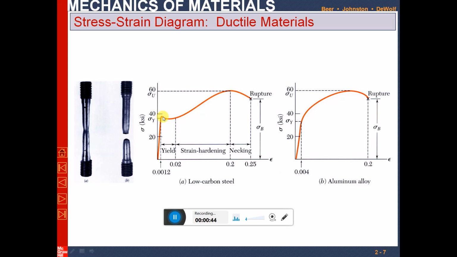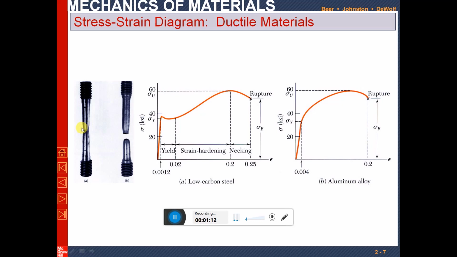This curve then drops a little bit. It remains almost constant, or parallel to the x-axis. Then it keeps on increasing till the maximum point, and that point is called sigma u, or the ultimate tensile strength. Beyond this point, the necking region starts, and necking is the restriction or reduction of the area from the center.